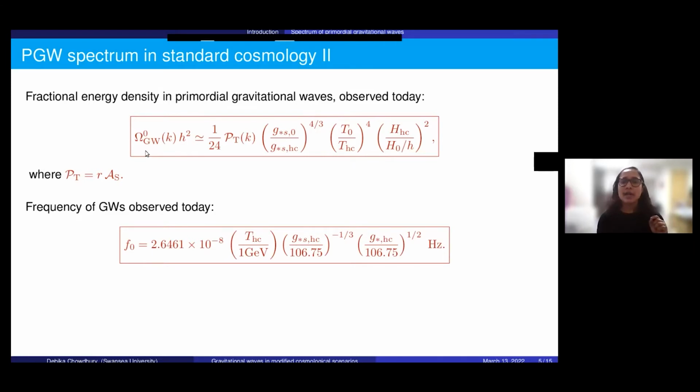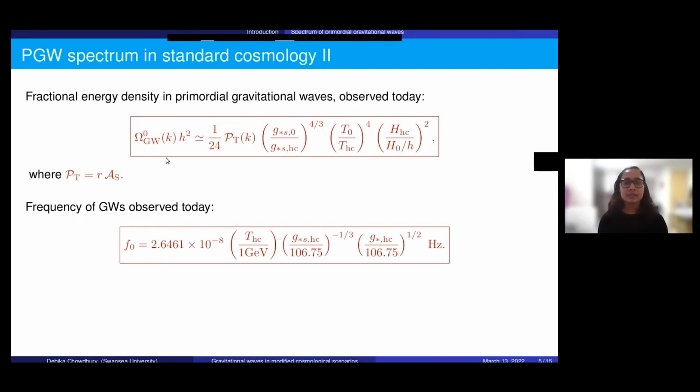So as we can see from this equation, if we have an amplification in H, that will lead to an amplification in the PGW spectrum. The other thing is the P_T that is here, that is the amplitude of the primordial tensor power spectrum. And in this work, I will consider that this spectrum is scale invariant. So it will only depend on r, which is the scalar to tensor ratio, and A_S, which is the amplitude of the primordial scalar power spectrum.